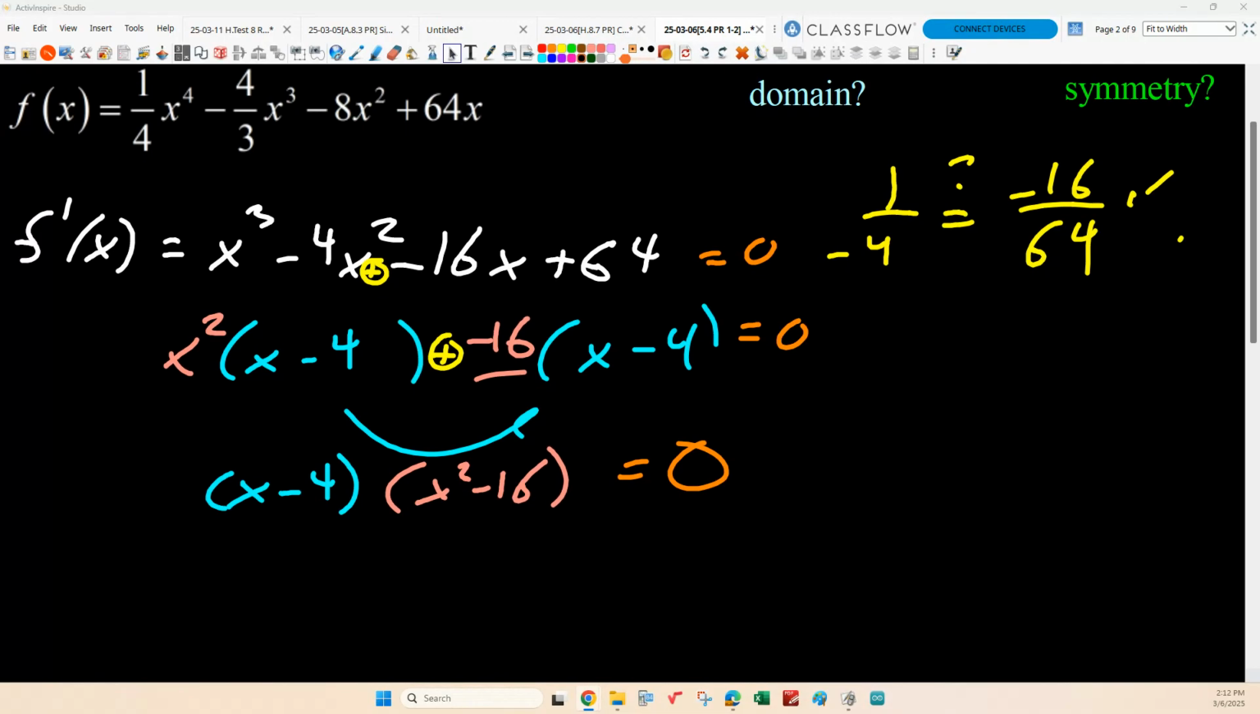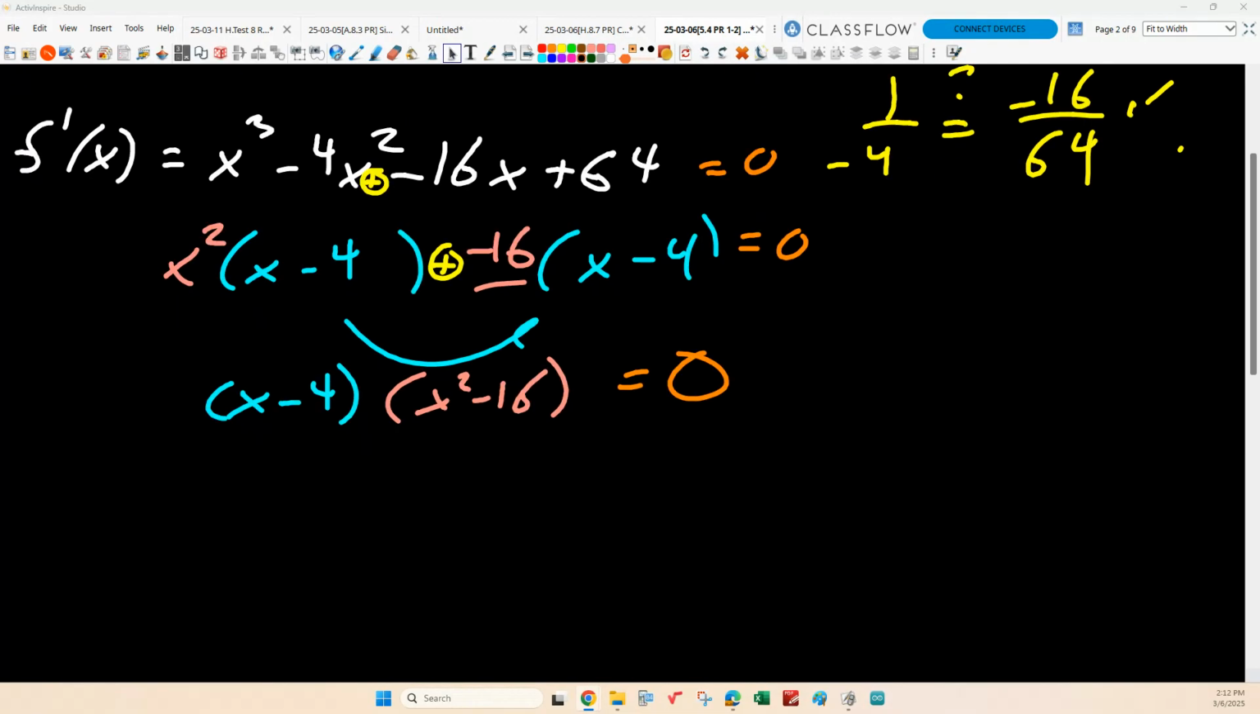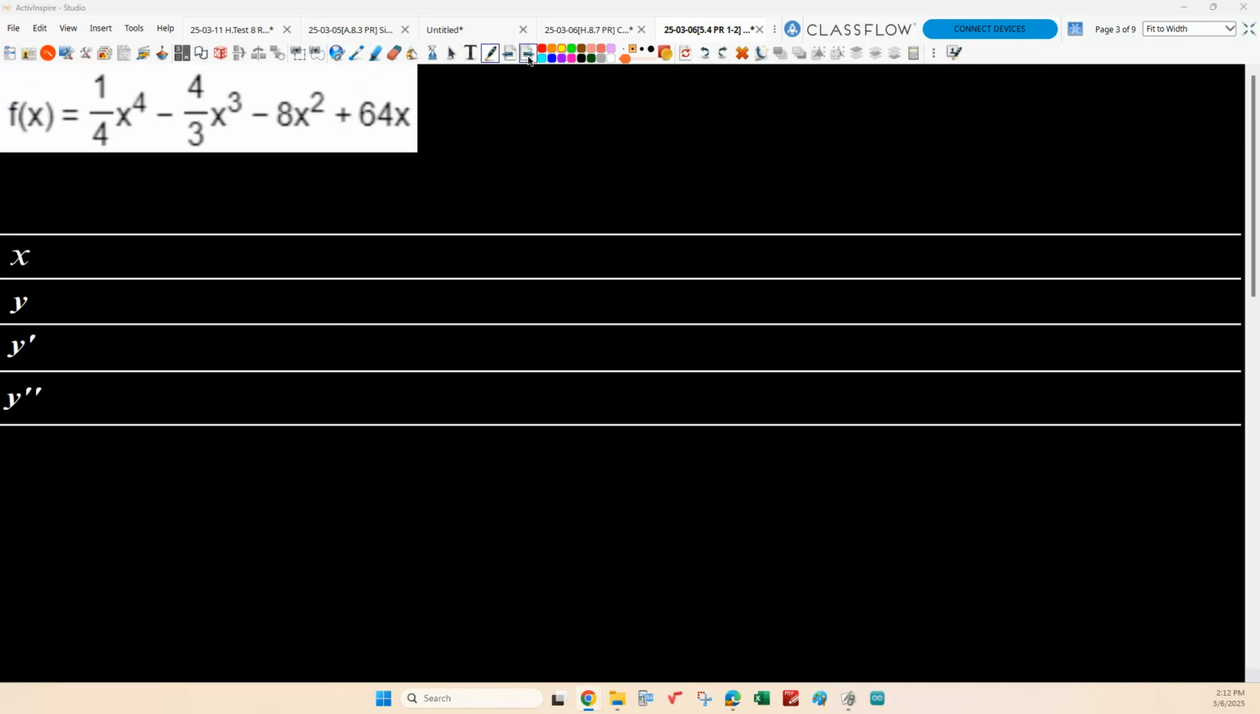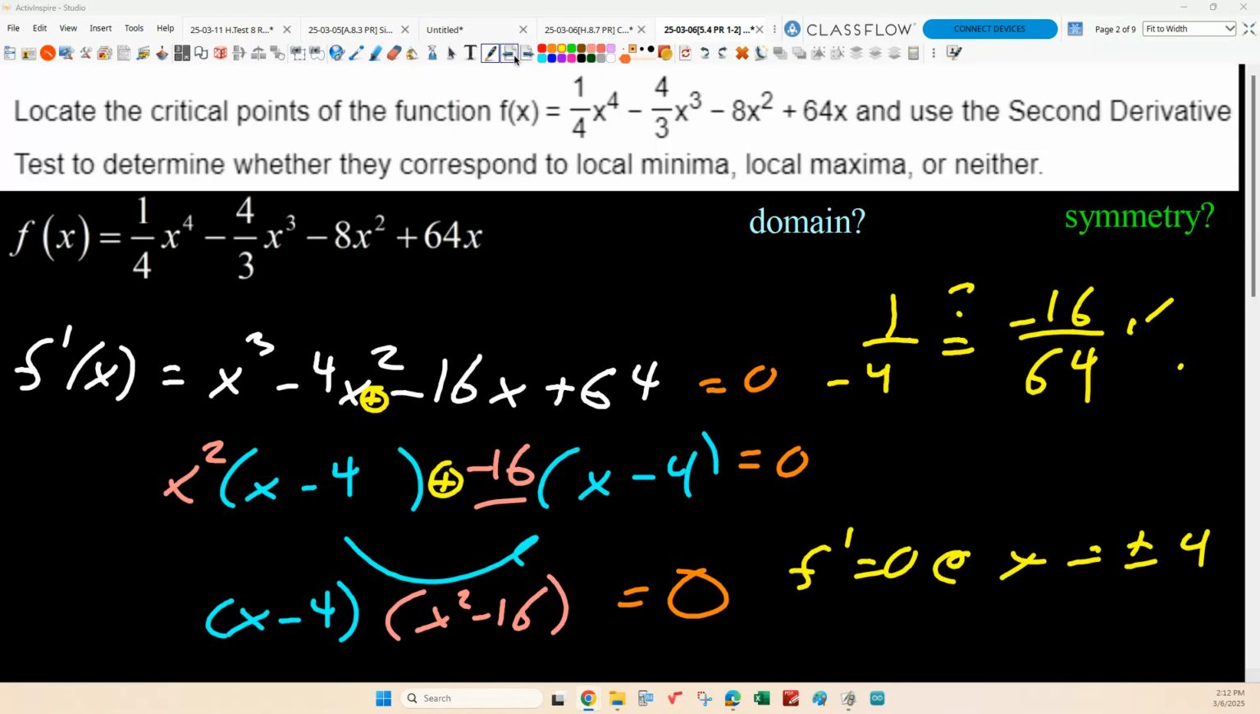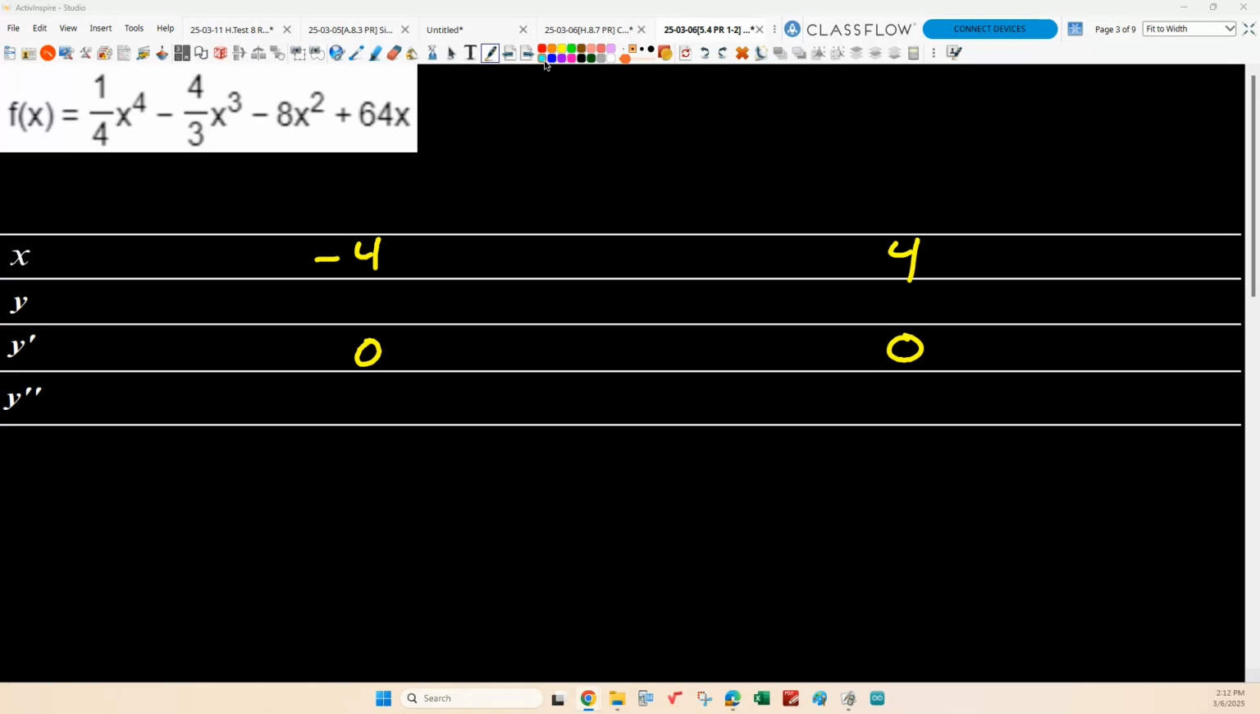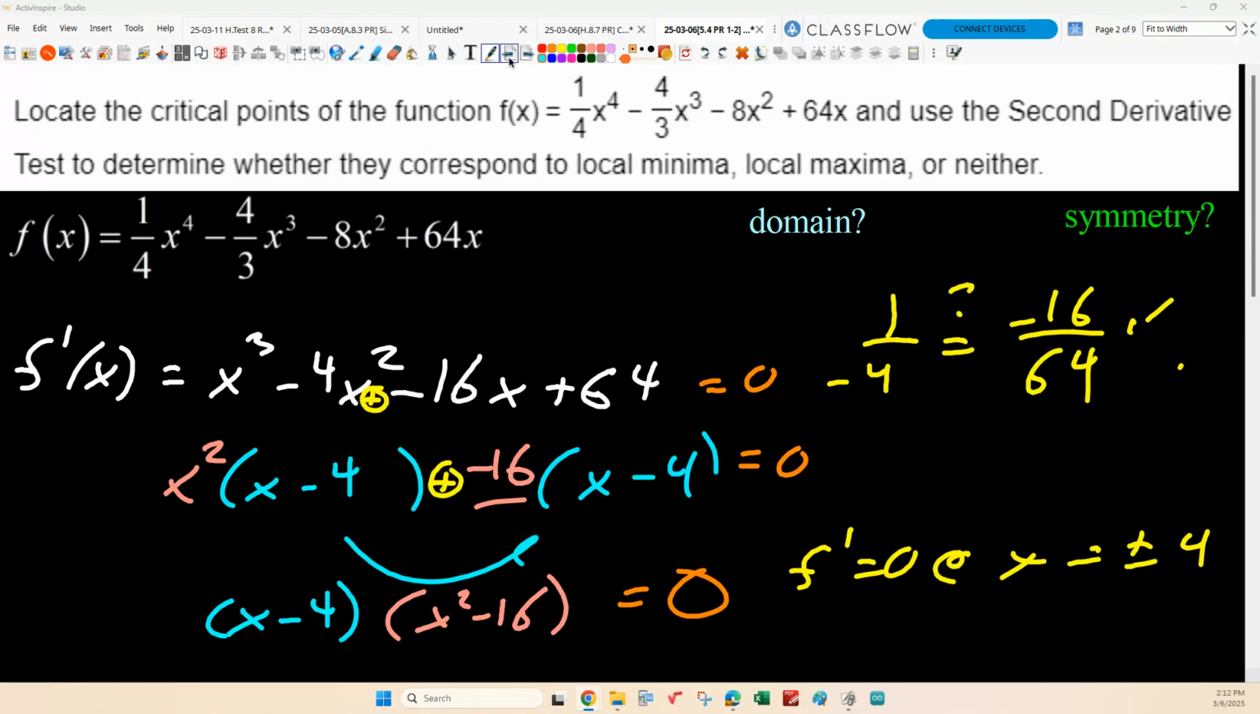So we can start to fill out our table. We had critical numbers, we said. Plus or minus 4, right? So -4, +4. We had zeros of the first derivative. What was our domain again? All reals. Polynomial, right? So all reals. Okay, so now what's next?